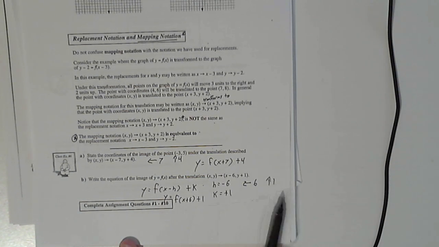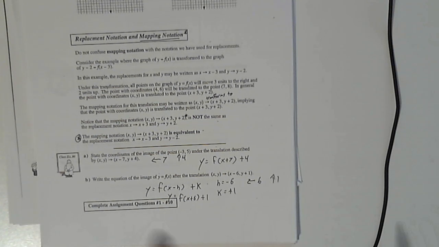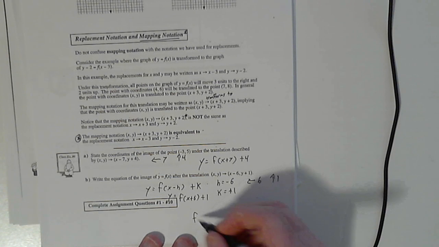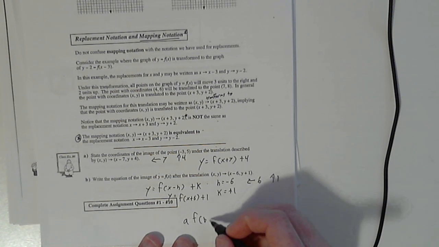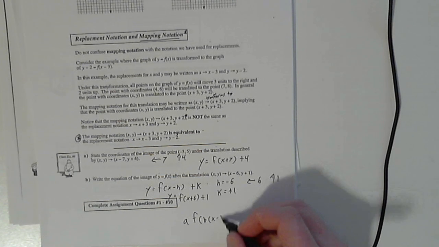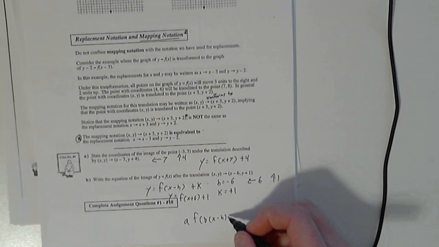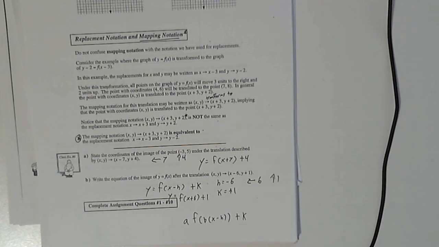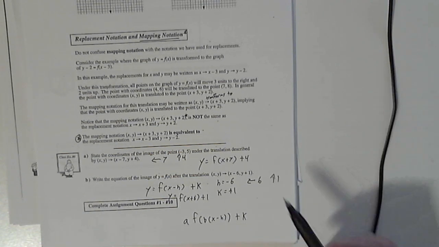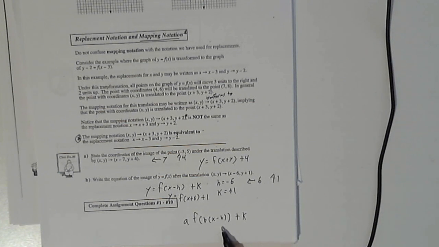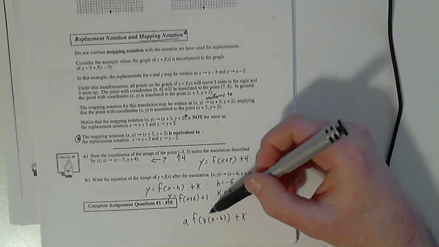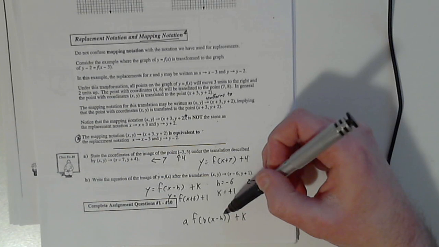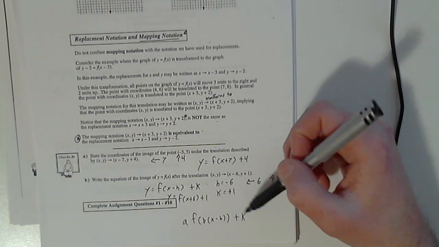So that's how you switch between the two forms. It's really weird that it's backwards, but if I always write it the way that you see it on the other board, a f of b(x minus h) plus k. Sorry, I got a cough. If you always see it this way, then everything inside the function will always be backwards, and everything on the outside will be the right way around.